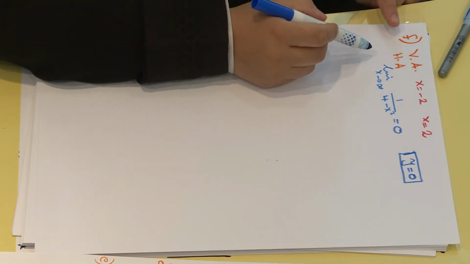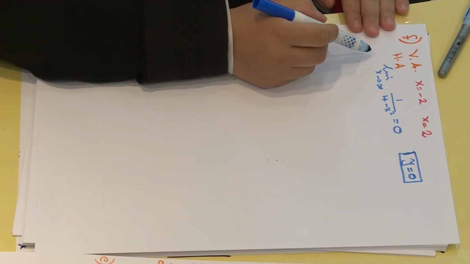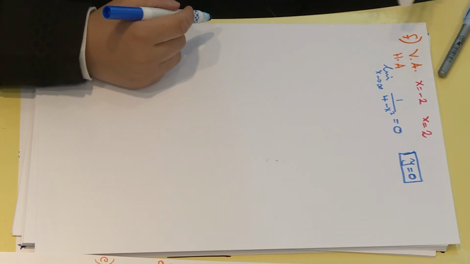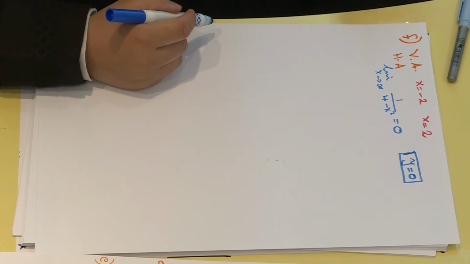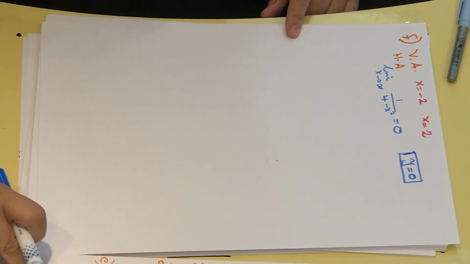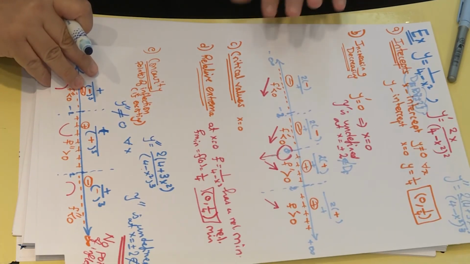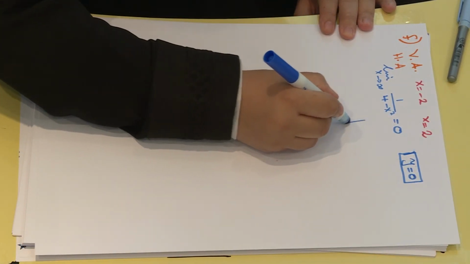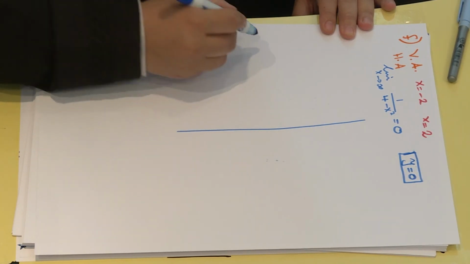Now we got the vertical asymptote, we got the horizontal asymptote. And we should collect all the information we found in A, B, C, D, E, and F and put it on the graph. Okay, so together we will draw X and Y axes.